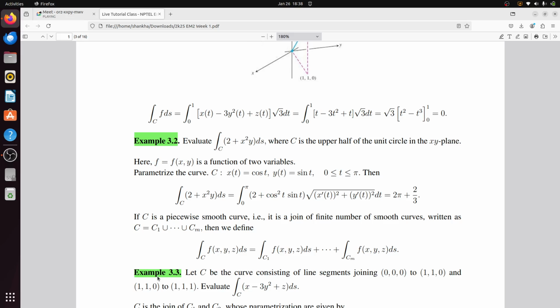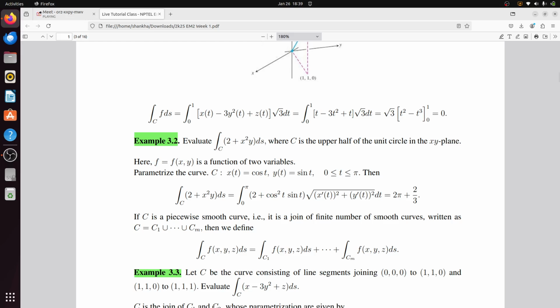Yes, sir. Sir, one more question. Yes, no problem. In the previous question, if we change the points to 1, 2, 3 and 3, 4, 1, then what should be the parameterization? Very simple. You just use what you know about how to determine the straight line between 2 points, because to draw a straight line you need just 2 points.